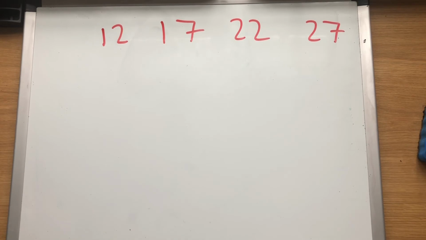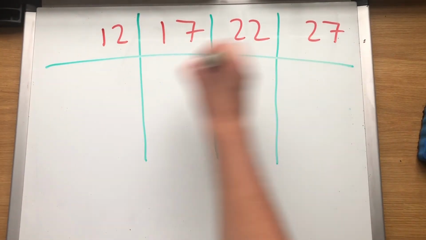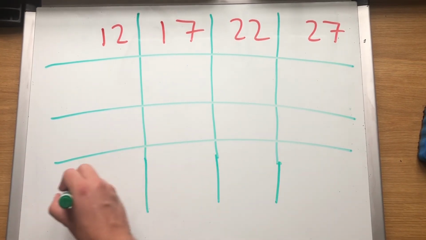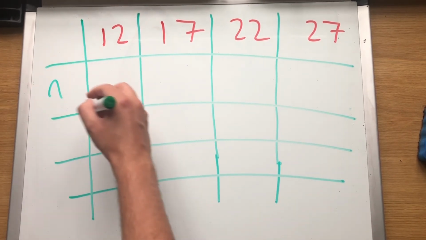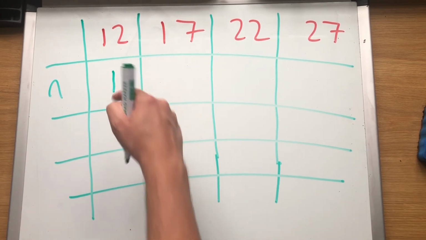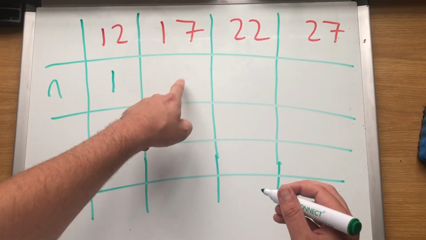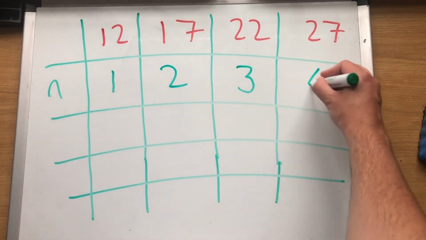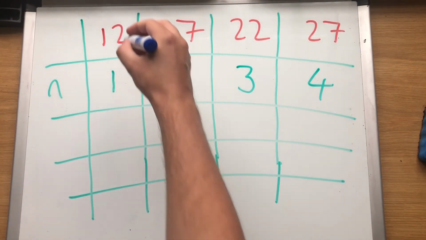Okay, so we've got our sequence 12, 17, 22, 27. Those are now our columns. We want to add in our columns and we'll add in our rows too. The first thing that we want to do is do n as our first row. So first term, n is 1. N tells you what term it is. N is which term of the sequence is this? It's our second term, 2. Third term, fourth term.